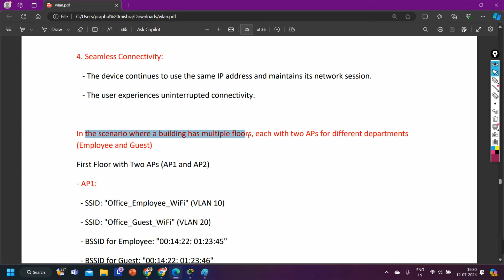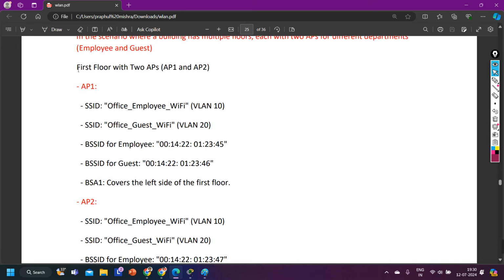So in the scenario where a building has multiple floors and each floor has two APs for different departments, let's say employees and guests, your scenario can be anything. For each type of traffic, you need to create one SSID and map that SSID with a VLAN. So for the first floor with two APs, AP1 and AP2, on both APs you are going to configure the same SSID and map it to the same VLAN like this. SSID office employee Wi-Fi means for employees, and I am going to map it with VLAN number 10. SSID office guest Wi-Fi for guests, and I am going to map it with VLAN number 20. Now these two clients cannot communicate with each other.